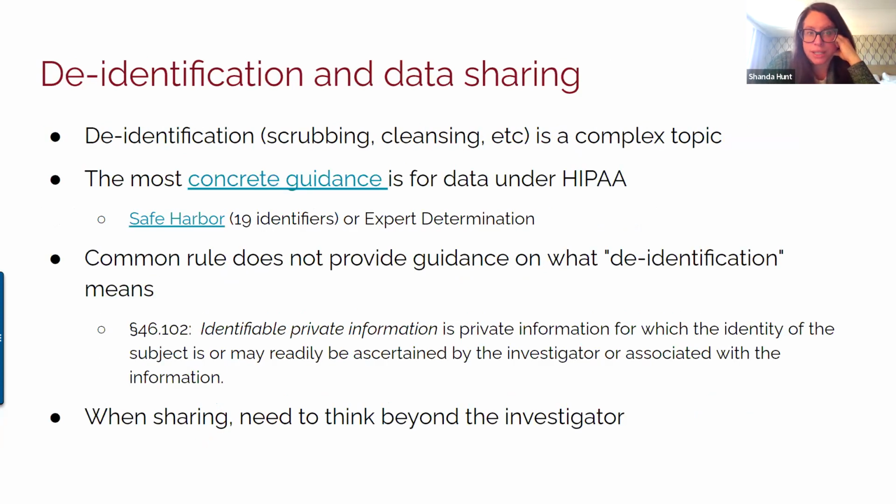Let's start with the de-identification process, also known as scrubbing, cleansing, cleaning. It's a very complex topic. The most concrete guidance we have is for data that falls under HIPAA. And there is something they call the safe harbor method for de-identification. There are 19 identifiers, and we're familiar with those. Those are names, social security numbers, dates of birth. The 19th identifier, though, is other.